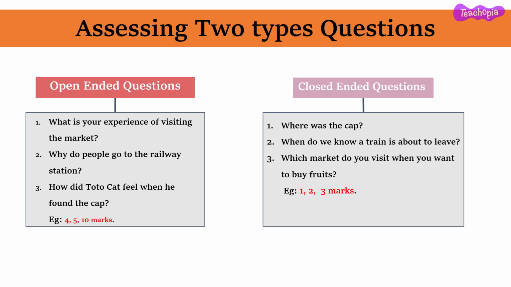Now, on the other hand, closed-ended questions like, where was the cap? When do we know a train is about to leave? Which market do you visit when you want to buy fruits? Now, all these closed-ended questions can be answered with just giving a specific answer. We can use just single or group of words or phrases or just a short sentence. And these questions can carry 1, 2 or 3 marks.